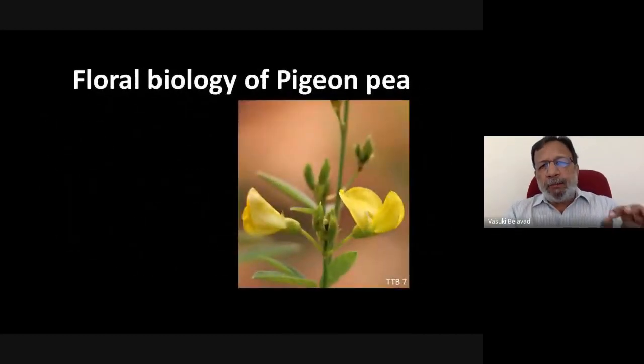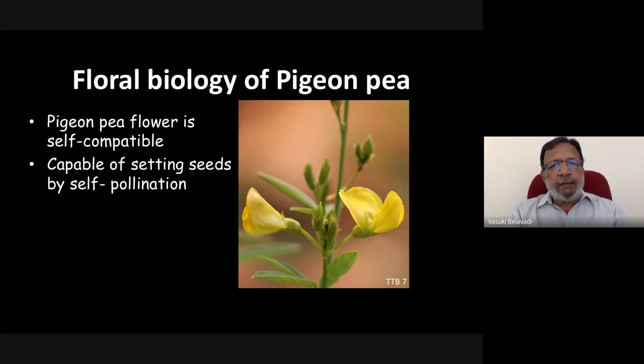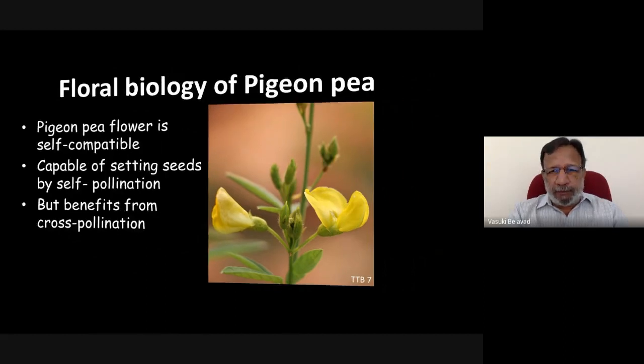So to understand the pollination biology, we should know the floral biology of the crop also. Pigeon pea is said to be self-compatible, which means it is capable of setting seeds with self-pollination. So there is a possibility of self-pollination, but it benefits from cross-pollination. When an agent visits the flowers and carries pollen from other flowers to the flower that it is visiting, cross-pollination is effected, and cross-pollination is beneficial for pigeon pea.